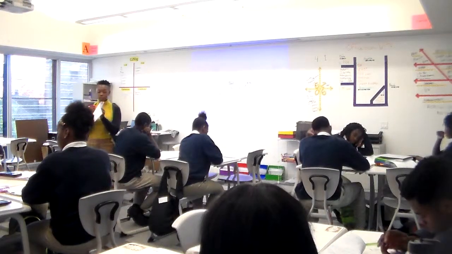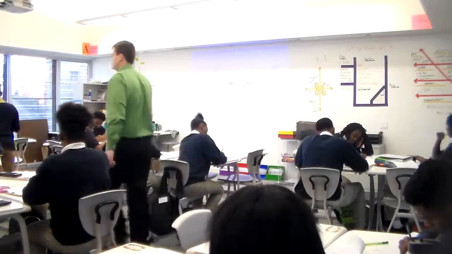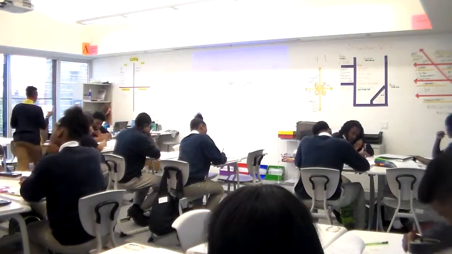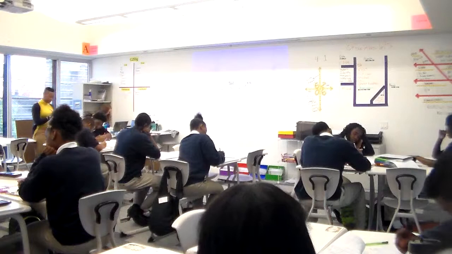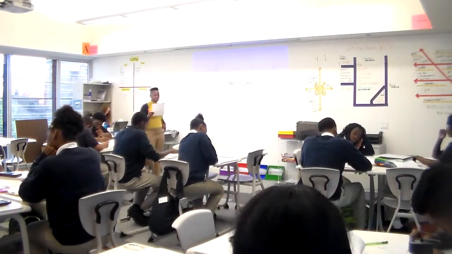D is correct. Find that slope, put it in the distance formula. Go ahead, Justin, number 4. D. D is correct. 3 odd integers. Let's talk about number 5.